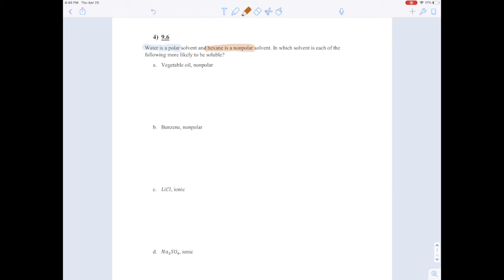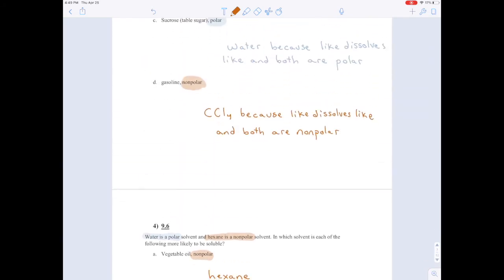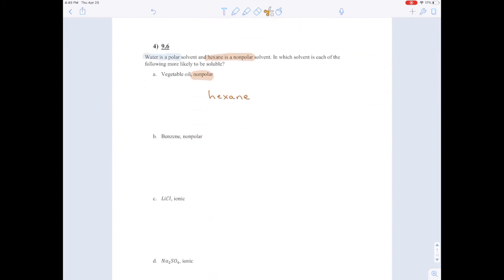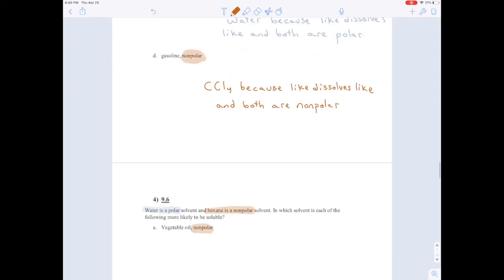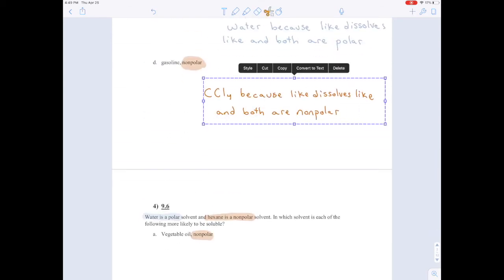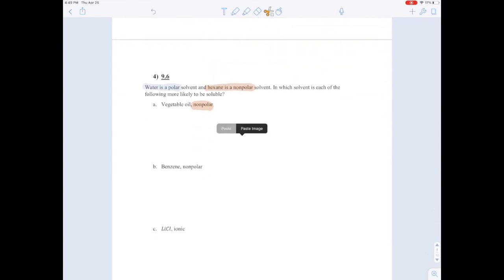Okay. Well, the first one is vegetable oil, and they tell us that it's nonpolar. Well, that would dissolve in hexane. Why? Because like dissolves like, and both are nonpolar. Just here in this problem, they're using hexane instead of carbon tetrachloride. So vegetable oil would mix with this hexane because both of them are nonpolar.